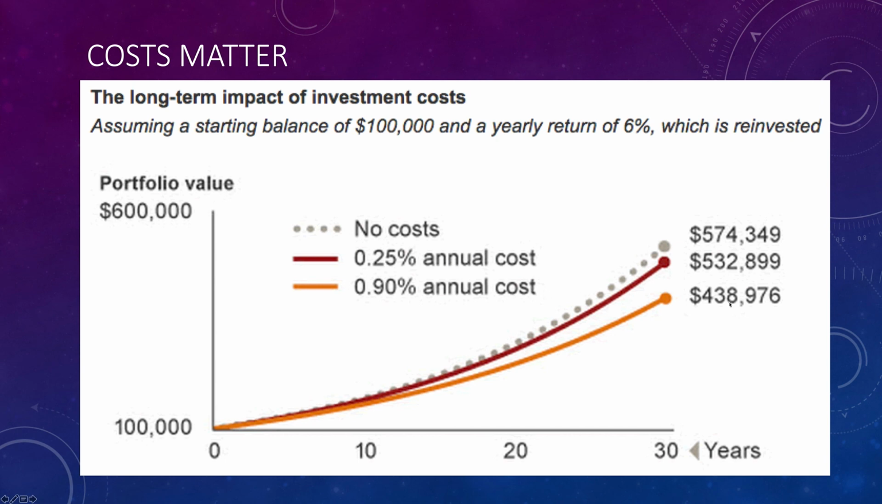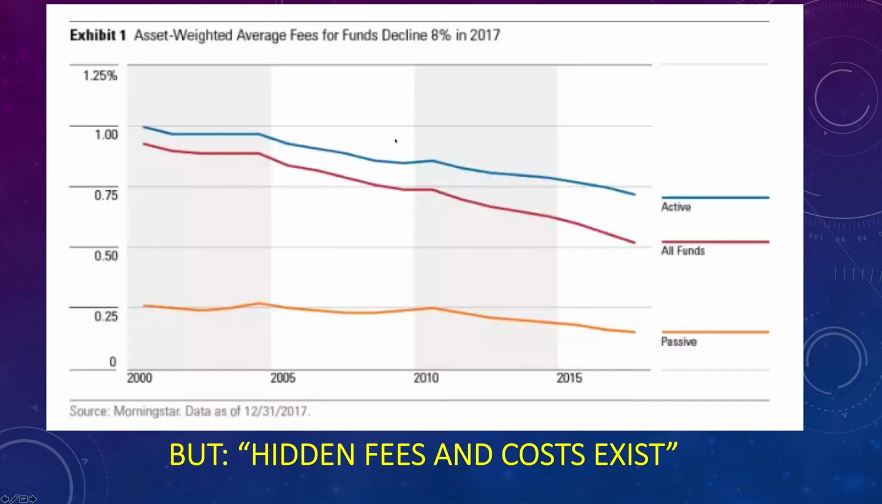Fortunately, asset weighted average fees for funds have declined significantly for actively managed funds and also for passive funds or index funds. In fact, you can go out and buy S&P 500 index funds now for about 0.03% a year in terms of the fees that are charged.